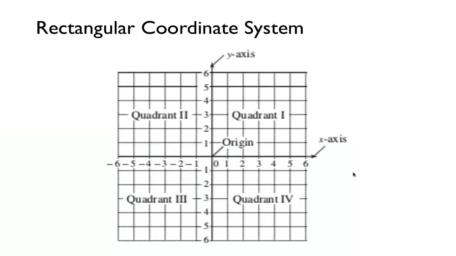Okay, 2.1, linear equation in two variables. Here's the rectangular coordinate system. We have the y-axis going up and down, the x-axis going left and right. Positive x is on the right side here, negative x is on the left. Positive y points up, negative y points down. We divide up the plane into four quadrants: quadrant 1, 2, 3, and 4. We go counterclockwise.